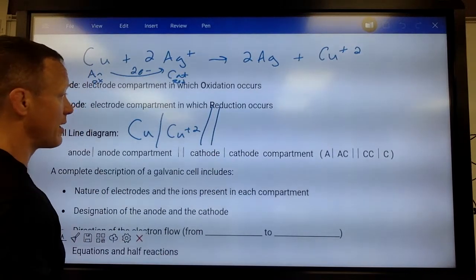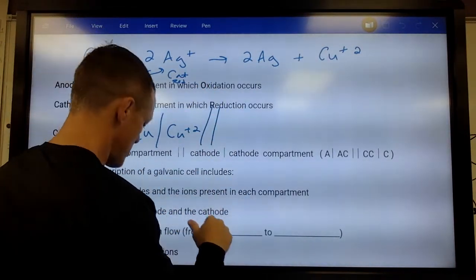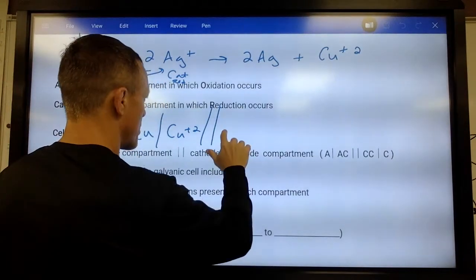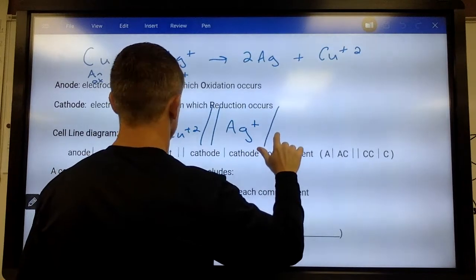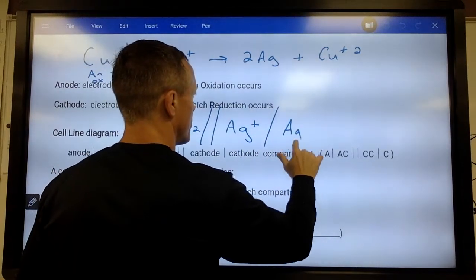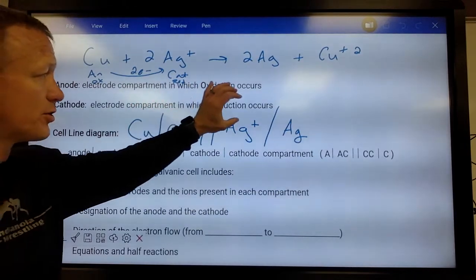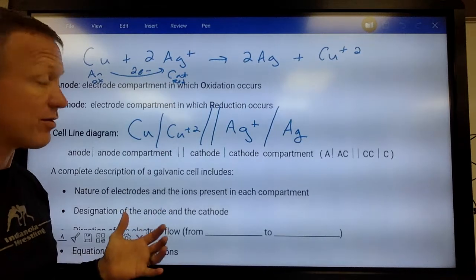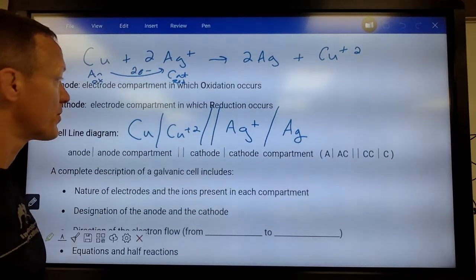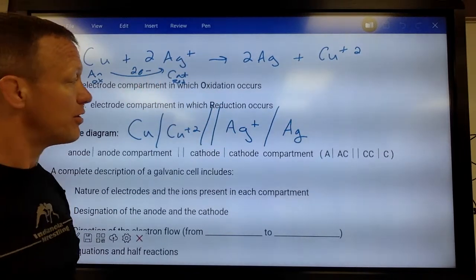You put a double line. I don't know why I'm drawing them sideways. Usually they're straight up and down. Your silver ions and your silver. So this is your anode. This is your cathode always when you do this. When you actually draw a cell, you can draw them on either side, but in this line notation, you always know this is your anode where oxidation is occurring, and this is your cathode here.